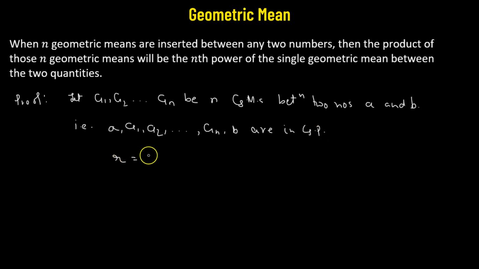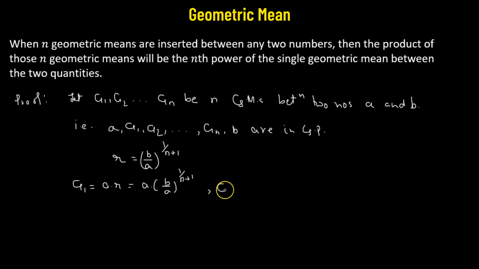If r is the common ratio, that will be defined as the last term b divided by the first term a, raised to the power of 1 over n plus 1. So this is the common ratio. That means g1, which is simply the first term multiplied by the common ratio, so we have a times (b over a) raised to the power of 1 over n plus 1.